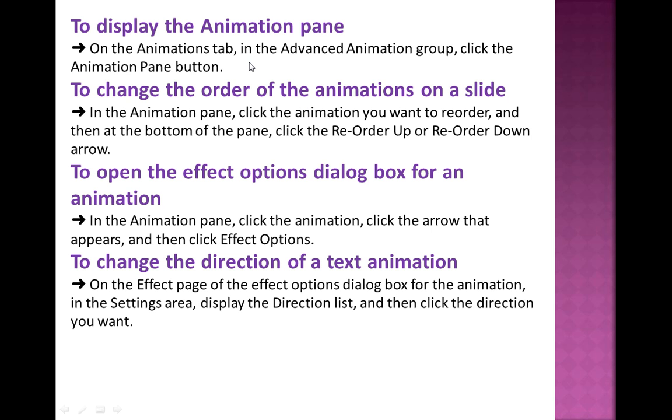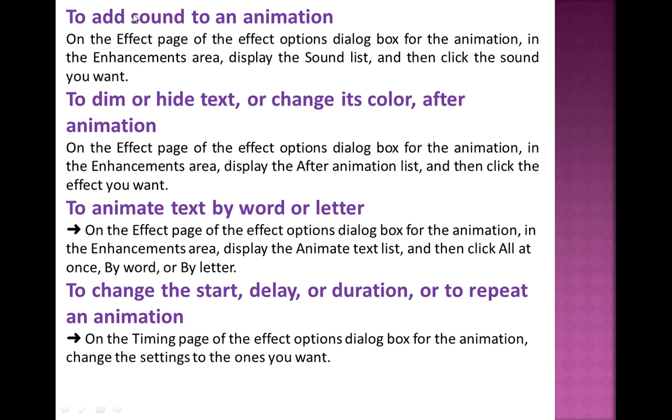Then how to display the animation pane? Simply click on the animation pane button and the animation pane will be displayed. Then how to change the order? We can change the order of the animation on a slide. How to change the direction? We can also change the direction for the text animation. Then how to add sound to an animation.